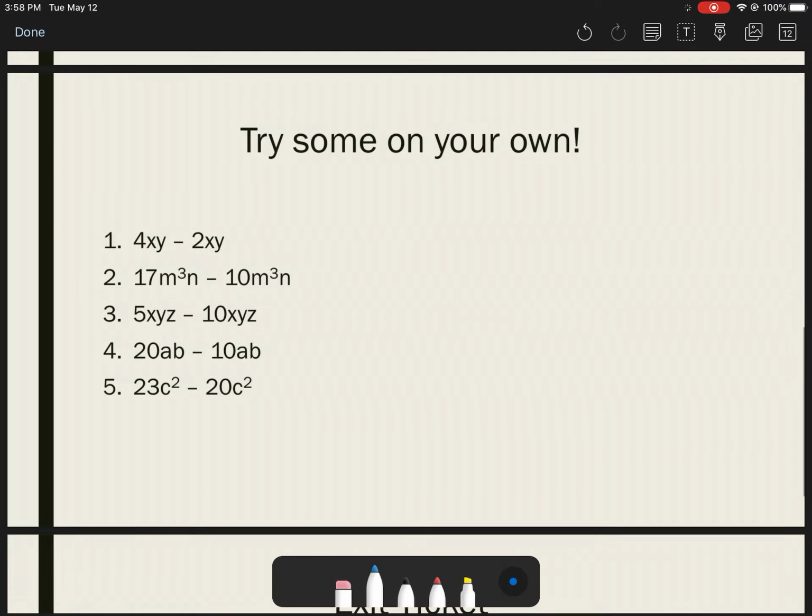All right, let's take a look here. We got number 1, 4xy minus 2xy. If you said 2xy, then you are correct. Number 2, 17m to the third n minus 10m to the third n. That's going to give us, so we're just doing 17 minus 10. I'm going to get 7. Base, along with exponents, stays the same.